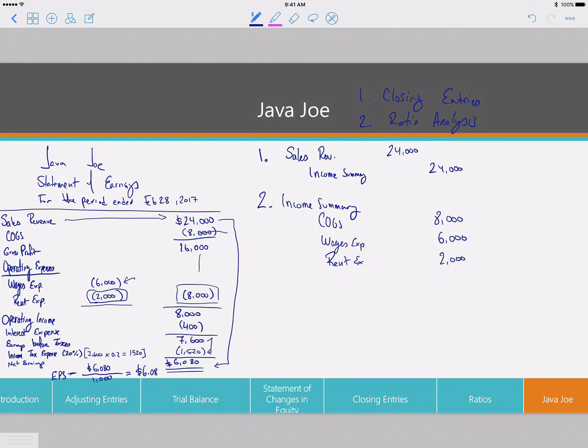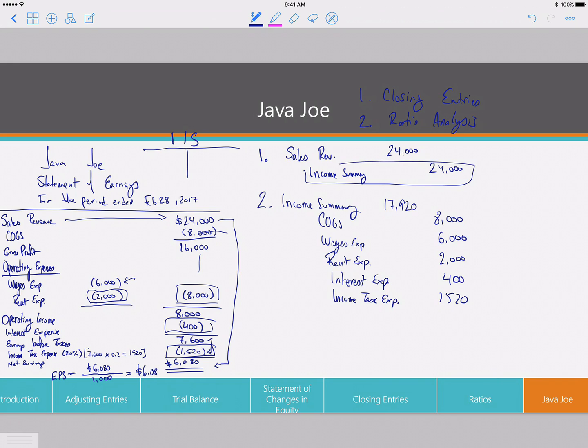We then have interest expense for the period. So interest expense is $400. And we have our income tax expense, which we cannot forget. So income tax expense of $1,520. So we're now going to add these up. And all of these add up to $17,920. So actually, if we look and we made a T account for our income summary, right?